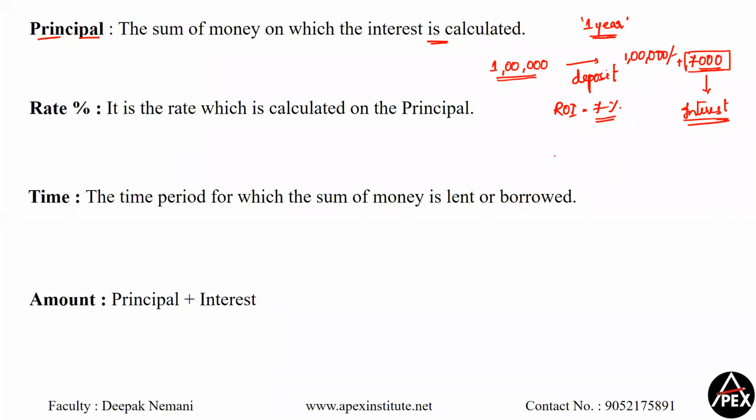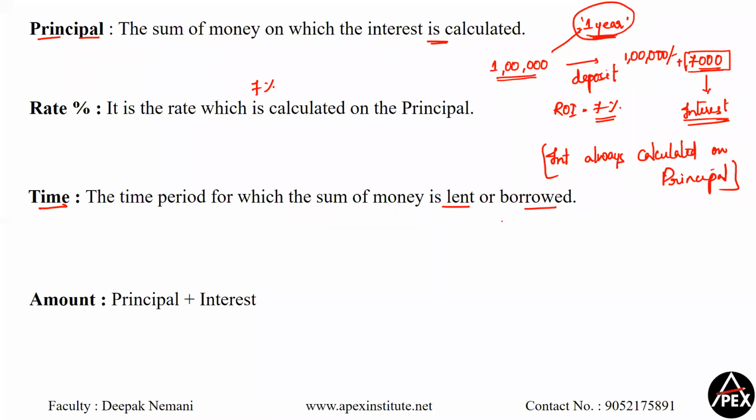And remember one thing, interest is always calculated on principal. Okay. So here this 7% is called rate or rate of interest. Now coming to time. The time period for which the sum of money is either lent or borrowed is called the time period. So here I am depositing 1 lakh rupees for 1 year. So this 1 year will be the time period here.